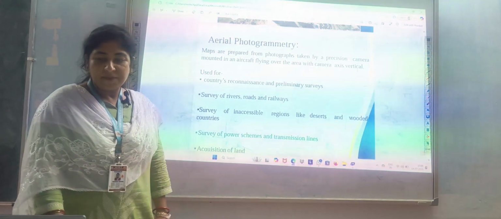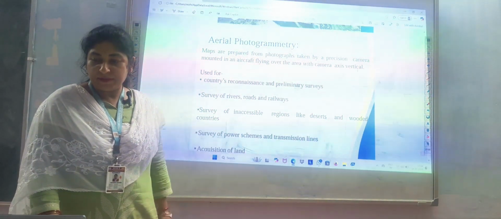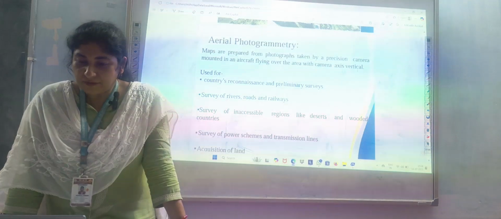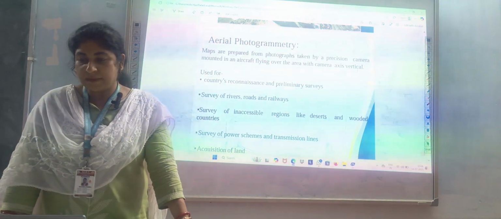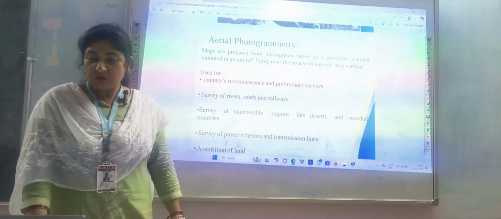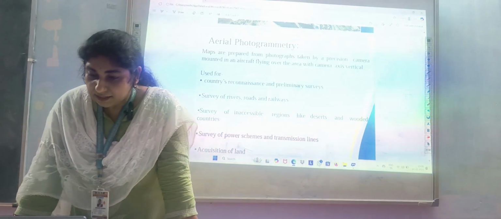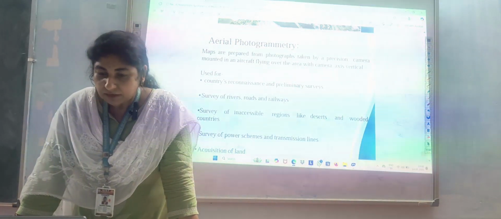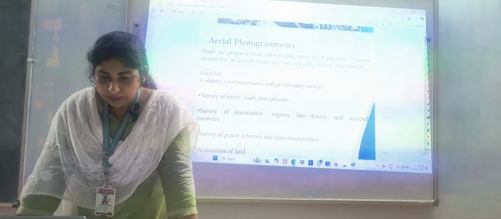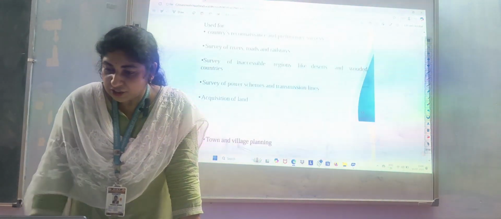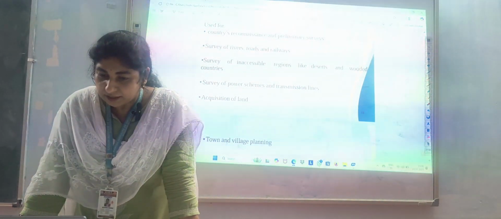Photogrammetry. Maps are prepared from photographs taken by a precise camera mounted in aircraft flying over the area with the camera axis vertical. Used for country reconnaissance and preliminary survey. Survey of rivers, roads and railway. Survey of inaccessible regions like desert and wooded countries.